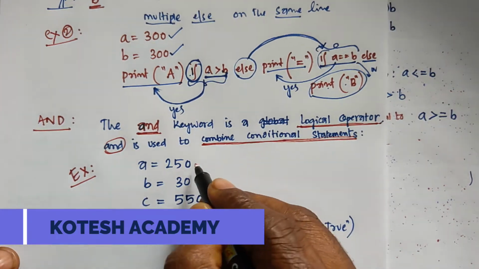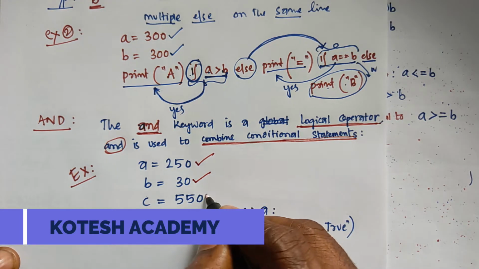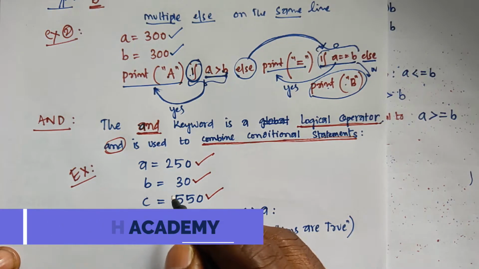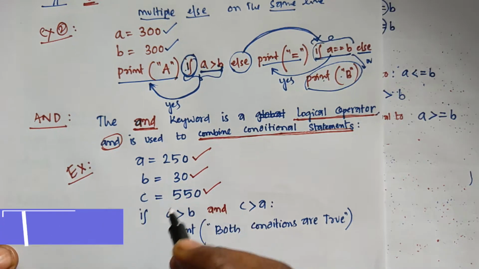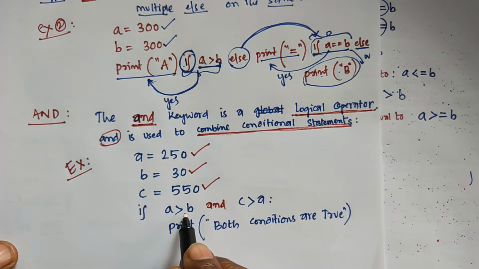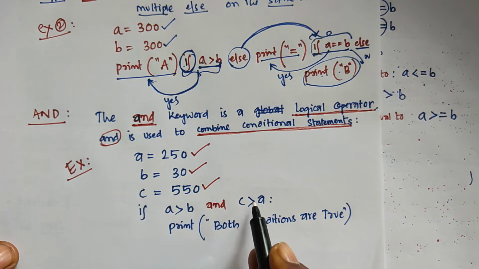So simply you are taking A is equal to 250, B is equal to 30, C is equal to 550. We have three variables with different values. Now the first condition is A greater than B. Actually A is 250, B value is 30. This condition is satisfied. You do not depend purely on this first statement, but also on the second statement. So it combines two statements.